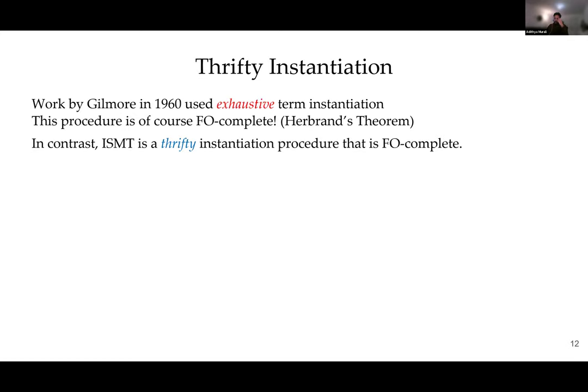Now, note that the instantiation procedure is actually very thrifty, right? So if you think about instantiation and completeness, Gilmore back in 1960 used exhaustive term instantiation, and we spoke about this in the first half of the talk, to actually produce a first-order theorem prover, right? And this is, of course, FO-complete because of Herbrand's theorem. If you instantiate all possible terms, then you can, in fact, get completeness. But this is very, very, very expensive. In contrast, ISMT is a very thrifty instantiation procedure that also happens to be FO-complete.